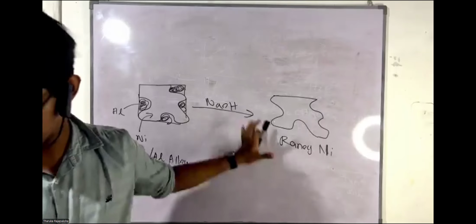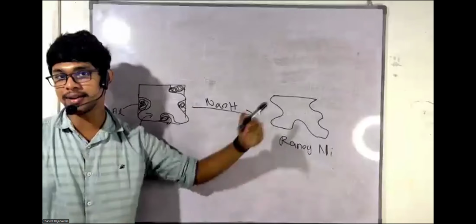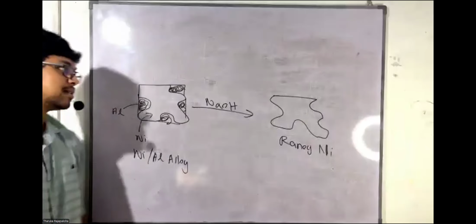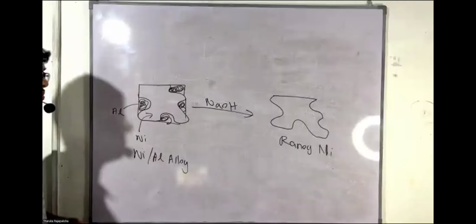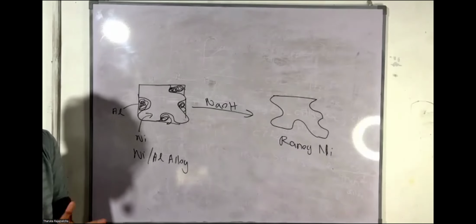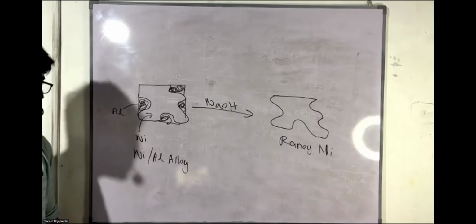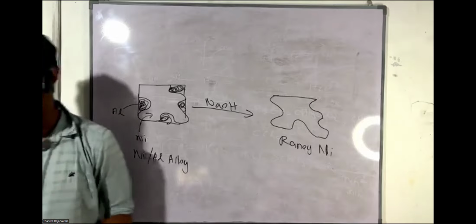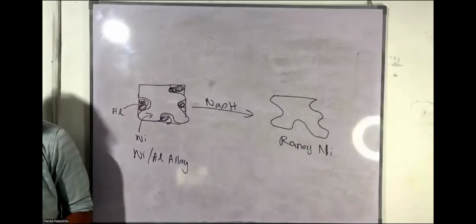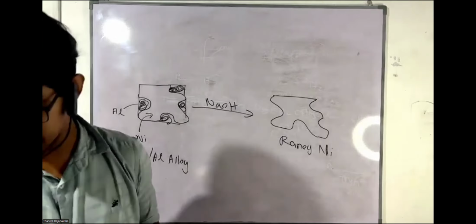Raise your hands when you are done drawing this. Raney nickel means you have increased the surface area of nickel. That is the thing. These normally exist in the world: nickel, aluminium alloys are there. Okay. Done?